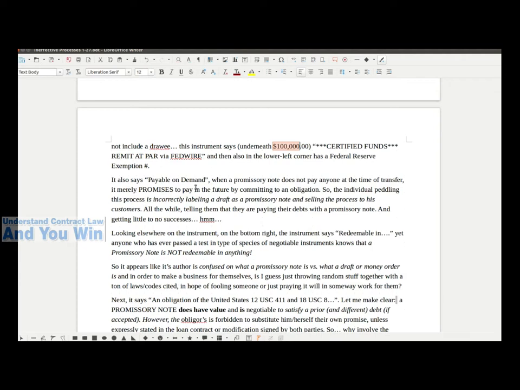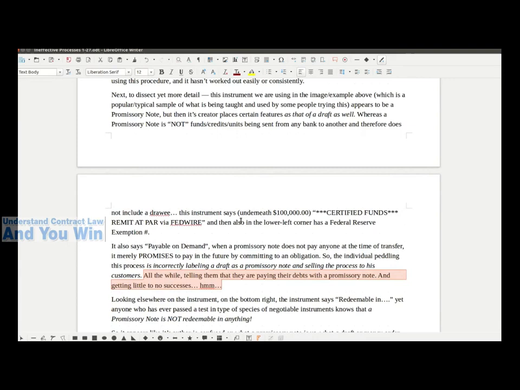They are future, committing to an obligation. So the individual peddling this process is incorrectly labeling a draft as a promissory note and then selling the process to their customers as a little promissory note process when it is not really a promissory note. All the while telling them that they're paying their debts with a promissory note and getting little to no successes, other than one alleged success that was unable to be verified and inspected.